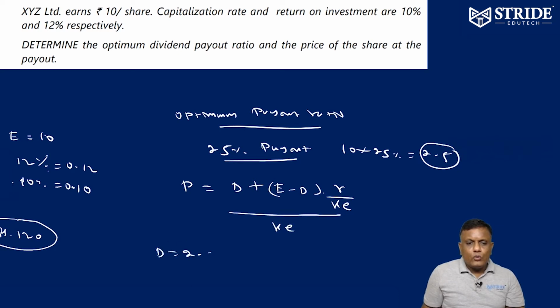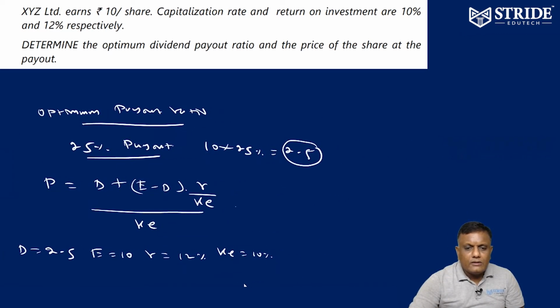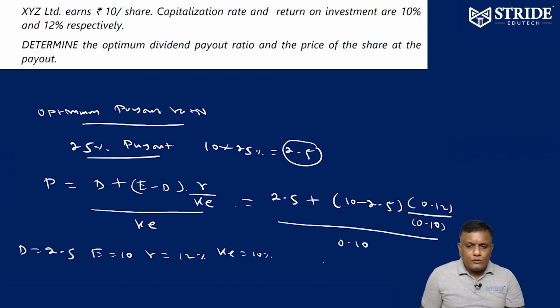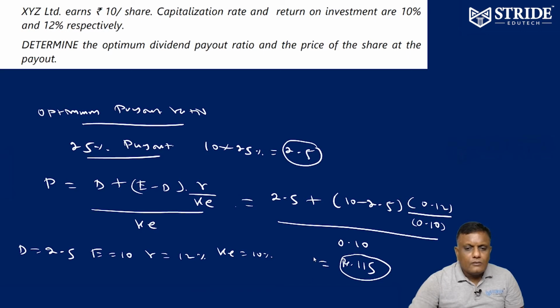Now D is 2.5, E is 10, R is 12%, KE is 10%. Substituting this in the given formula by Walter, 2.5 plus (10 minus 2.5) into 0.12 by 0.10, whole divided by 0.10, you will be getting rupees 115.